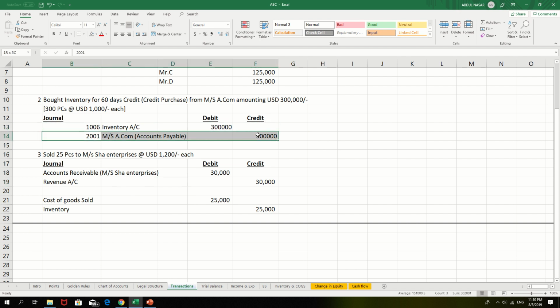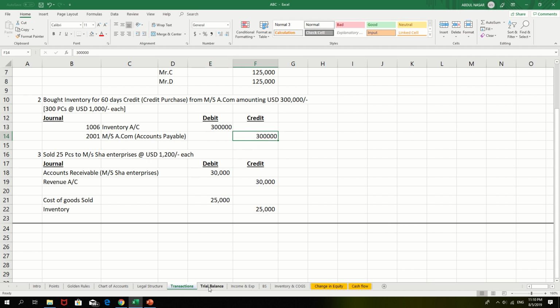Accounts payable means it is a credit purchase, 60 days credit. So this is payable, this is a liability, and the liability is increasing. If the liability is increasing, then we have to credit that concerned liability account. So the entry is clear. Inventory account, an asset account, increased, and accounts payable also increased, so we credited. Both asset and liability increased.